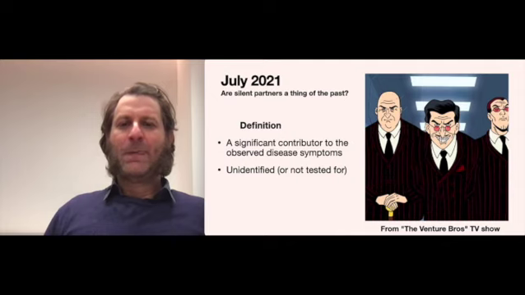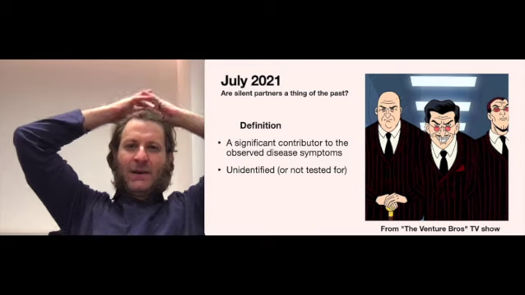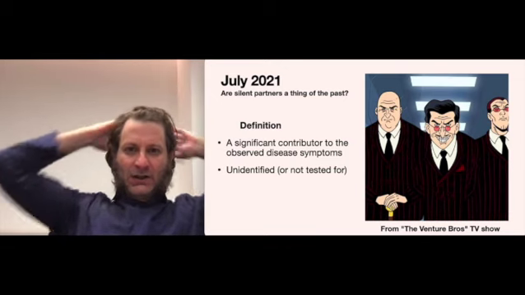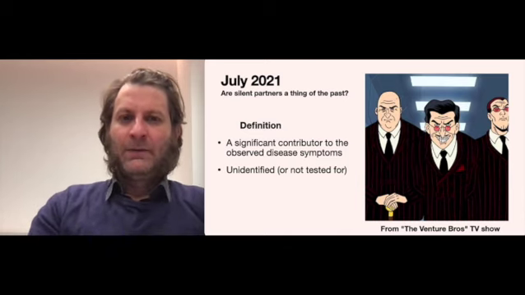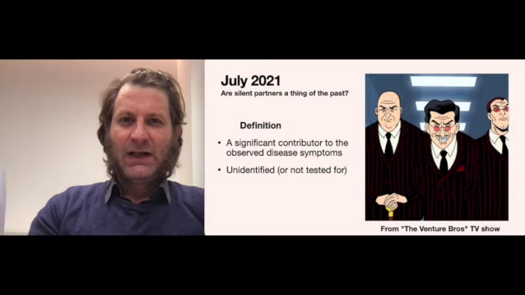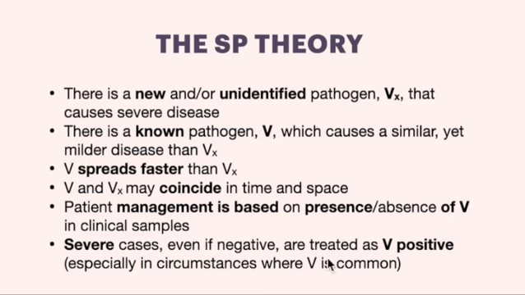So I define a situation in epidemics where there is a silent partner, a viral silent partner: a virus which is unidentified and can cause severe disease. So there's a new unidentified pathogen, VX. There's also a known pathogen, which I call V, which causes a similar yet milder disease than VX.